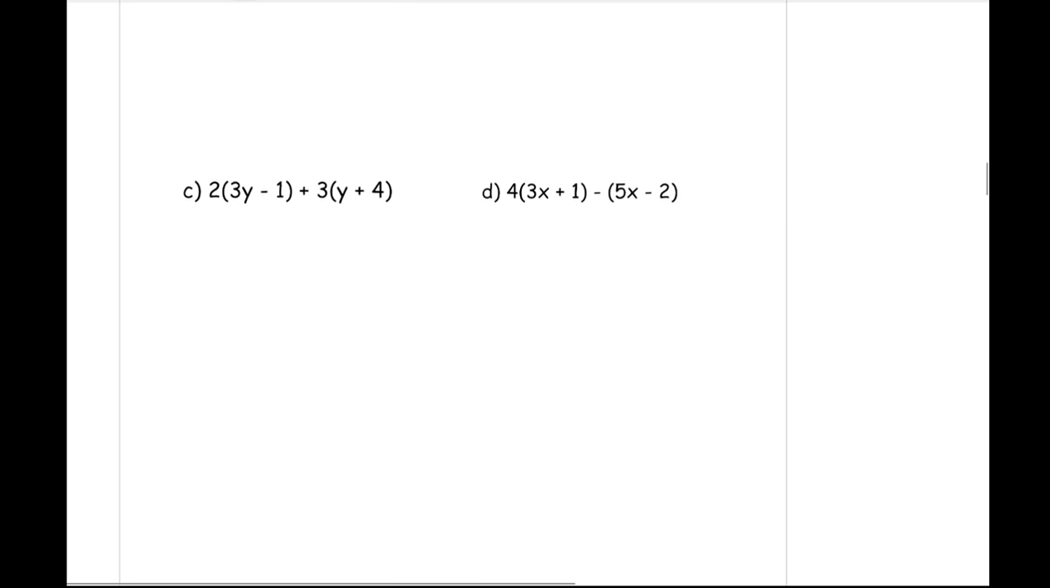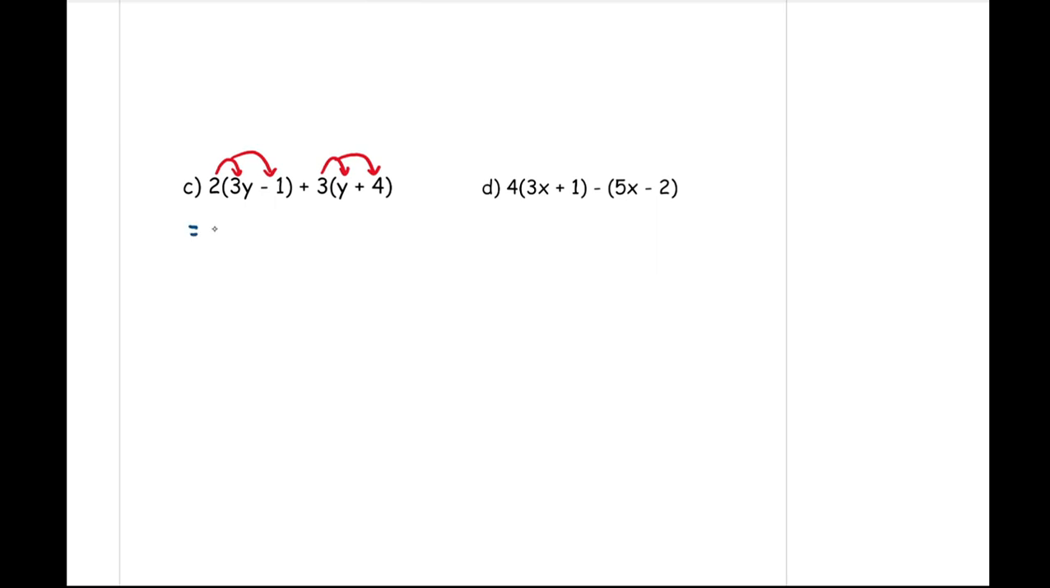Let's look at some more complicated ones. So here I have 2 times 3y minus 1 plus 3 times y plus 4. So you can have multiple distributions within one expression. The key thing is, though, the number is only going to be distributed to the bracket it's attached to. So that 2 does not get multiplied to anything outside of this bracket. This 3 gets multiplied only to the y and the 4.